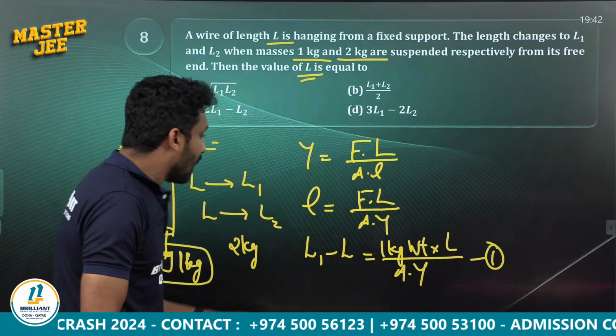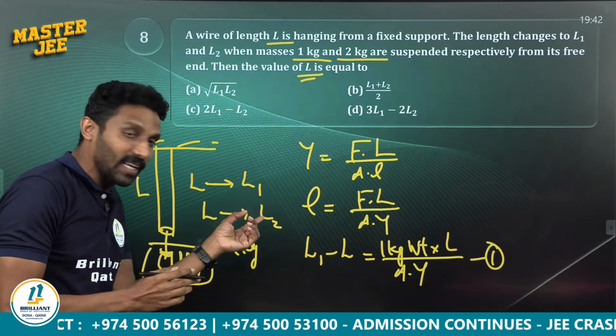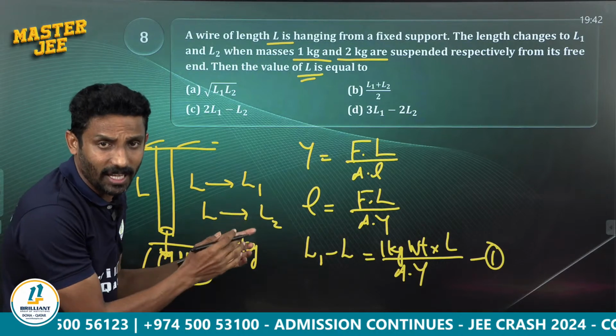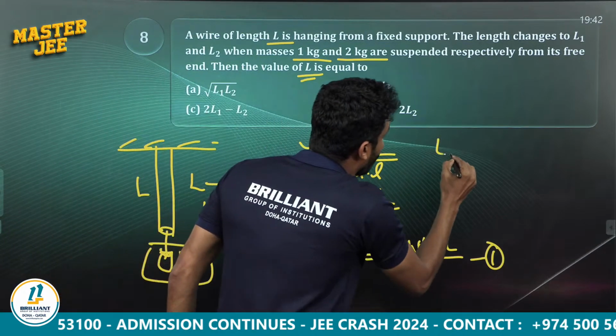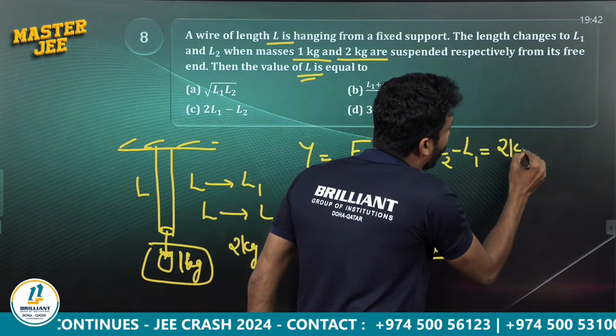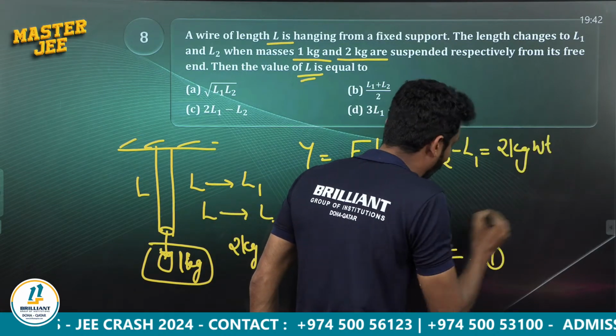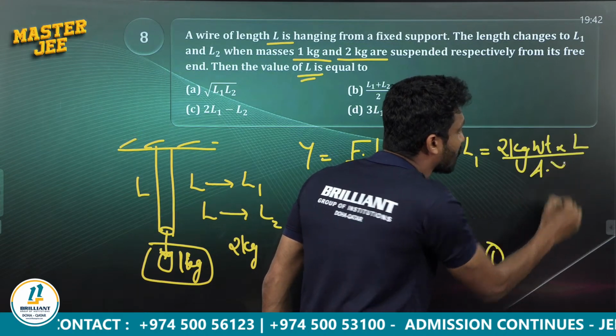Now, if this 1 kilogram weight is changed to 2 kilogram weight and the length changes to L2, what will be the elongation? L2 minus L. So the second equation is L2 minus L is equal to 2 kilogram weight into original length divided by area into Young's modulus.